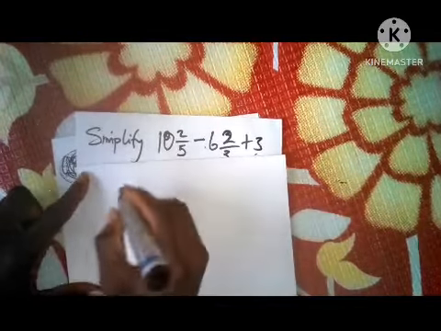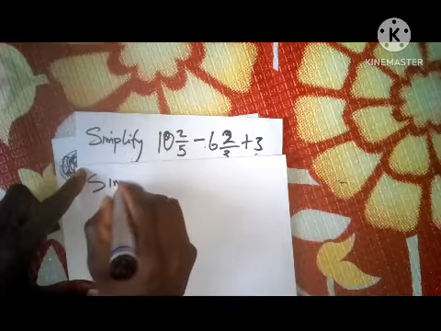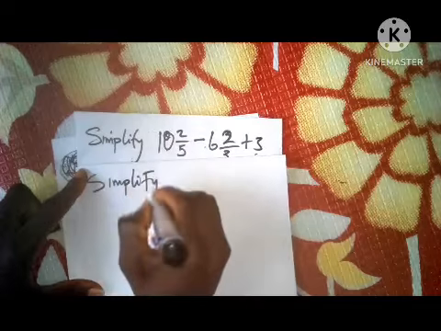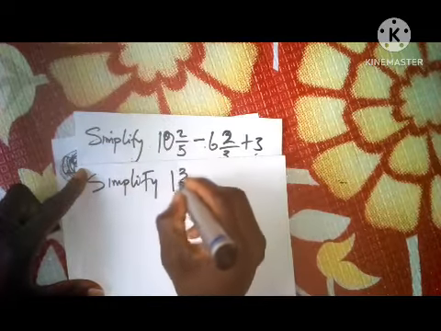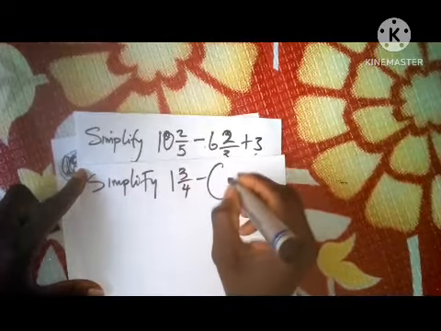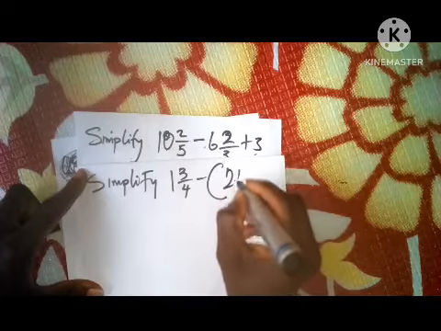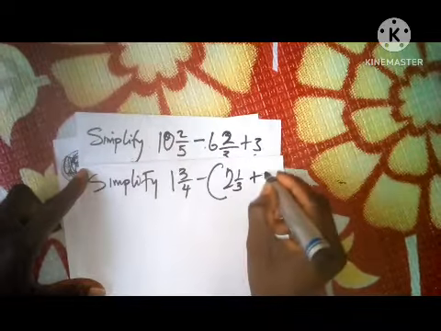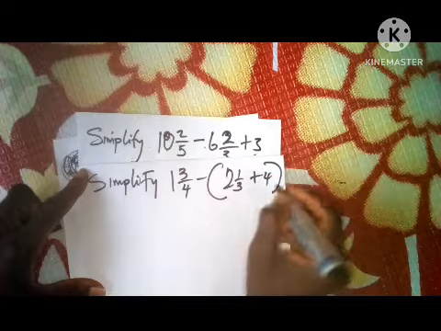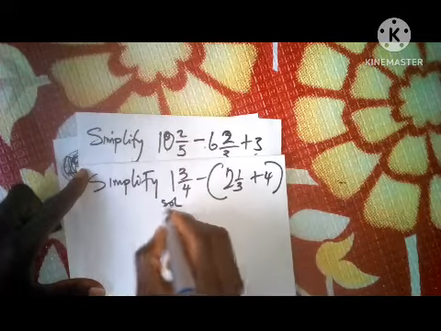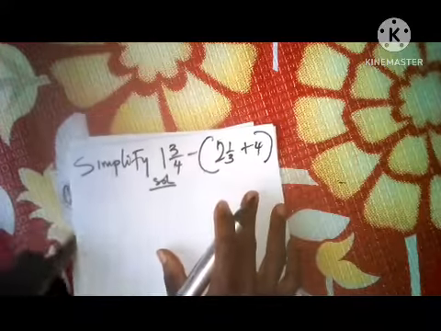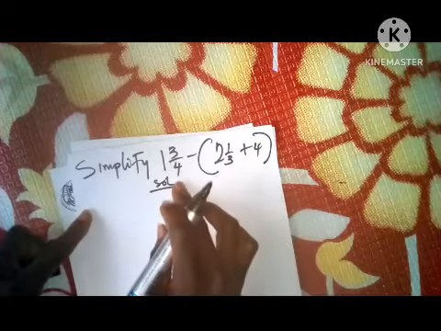Which says simplify 1 whole number 3 over 4 minus bracket open 2 whole number 1 over 3 plus 4. Please follow the steps. It's very easy to understand. Now, solution. What do you do at this stage? You make them improper fractions.